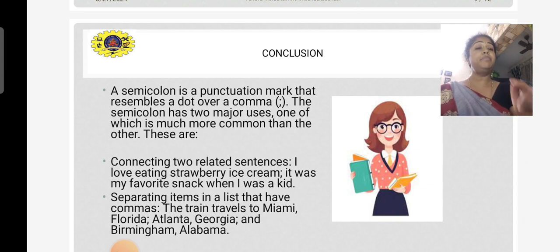Okay, the second use is separating items in a list that have commas. For example, the train travels to Miami, Florida; Atlanta, Georgia; and Birmingham, Alabama. Here we are using semicolons.